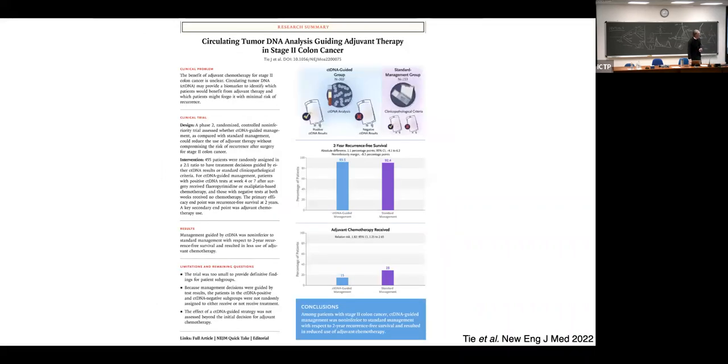The last thing I wanted to show you is how you can use this same type of approach for monitoring patients after surgery. In this case, this was published in June in the New England Journal of Medicine, and it was in colorectal cancer patients.